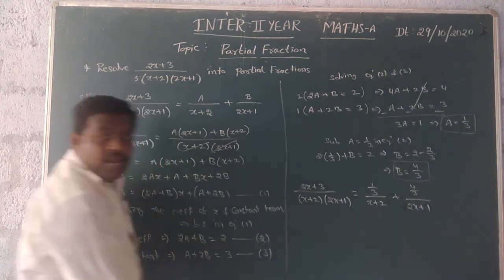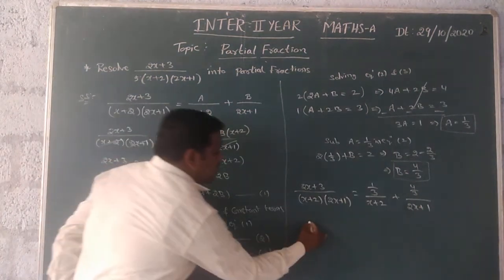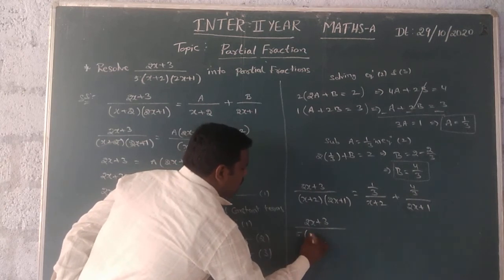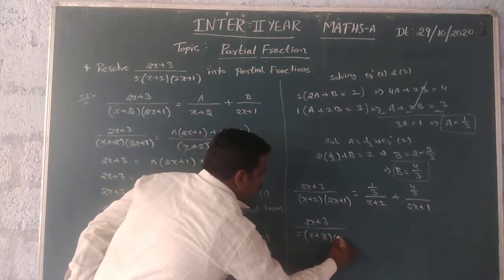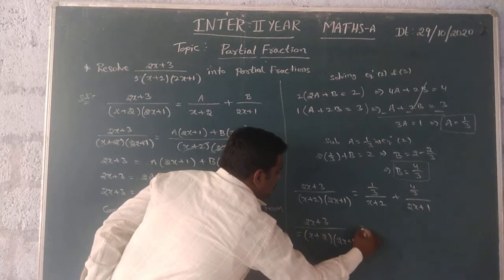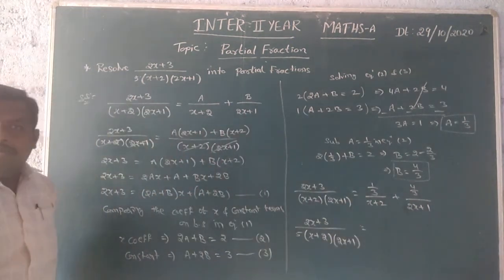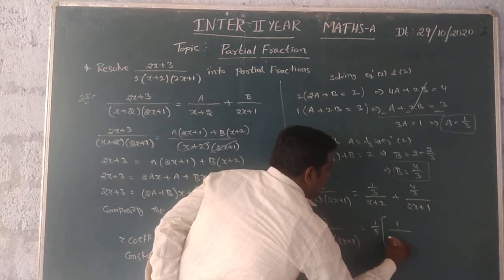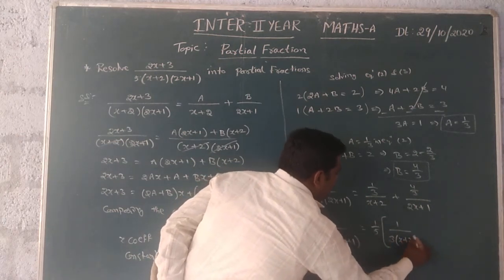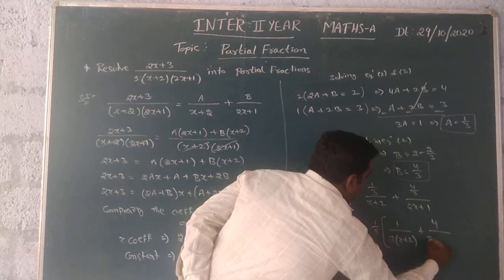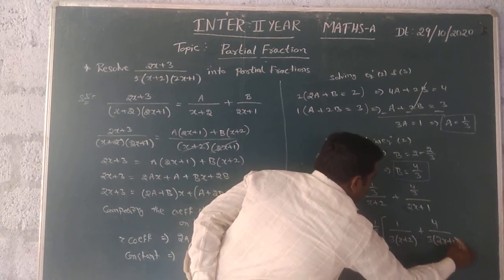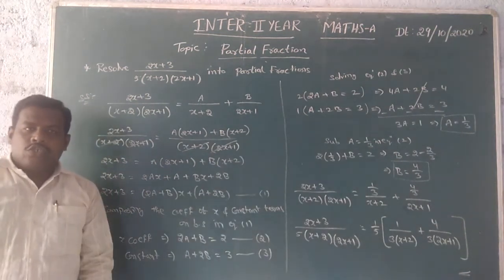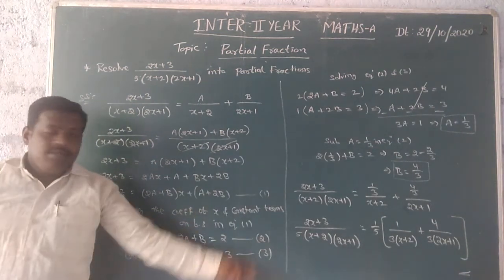But what is the given fraction? The given fraction is 2x plus 3 by 5 of x plus 2 of 2x plus 1. I mean the total right side term is multiplied by 1 by 5. So 1 by 5 of 1 by 3 of x plus 2 plus 4 by 3 of 2x plus 1. Okay, students, understand? Everyone know that one?